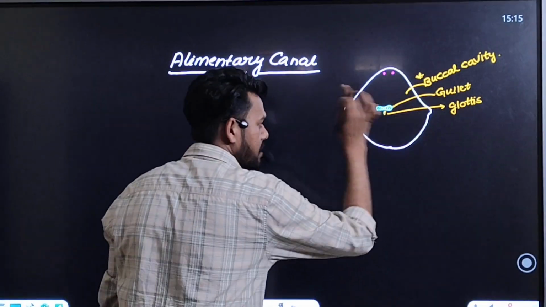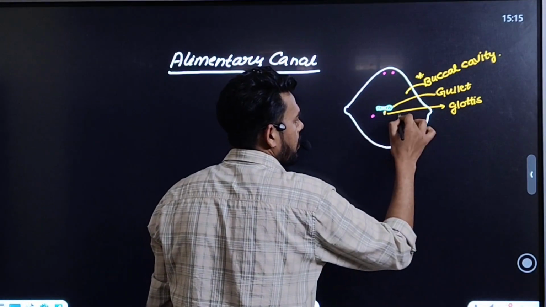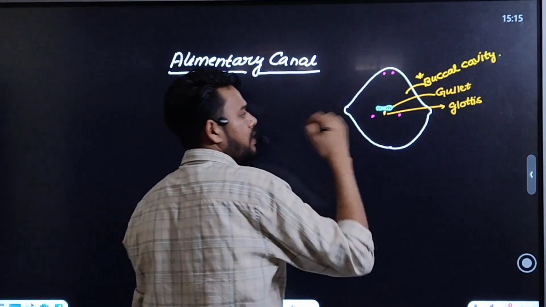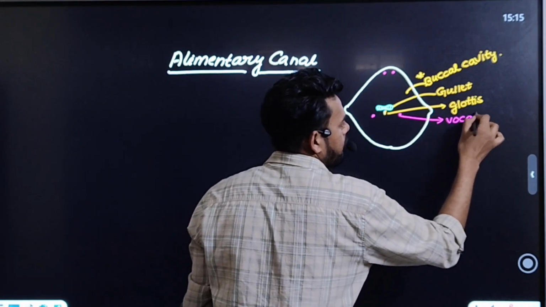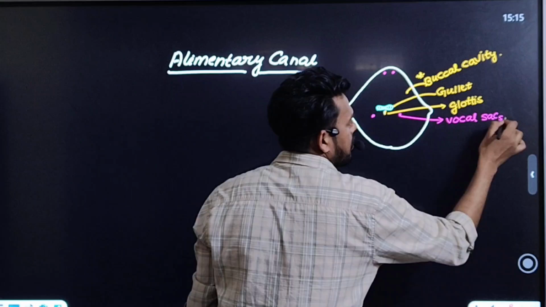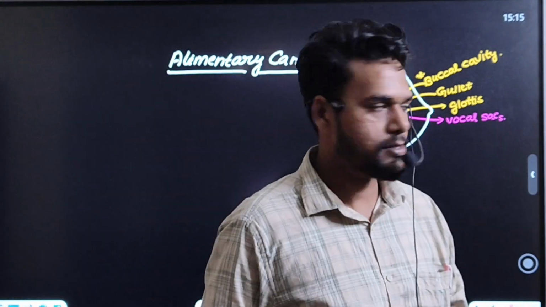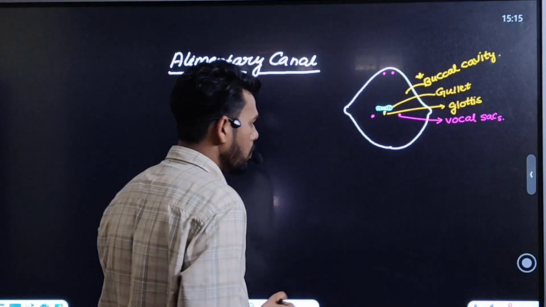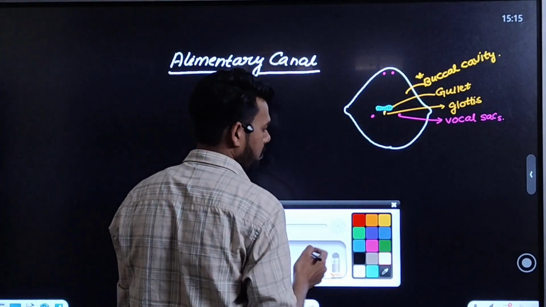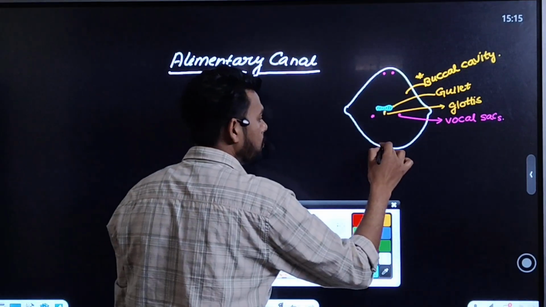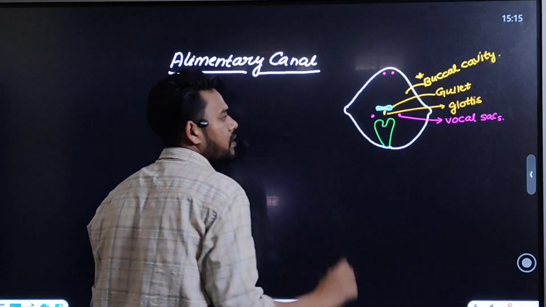In this pharynx region, there is a pair of another opening which is present only in male frog. This is called the vocal sac. It is present only in male frog. It produces sound to attract females during copulation. Inside the buccal cavity, there is also a bilobed tongue.